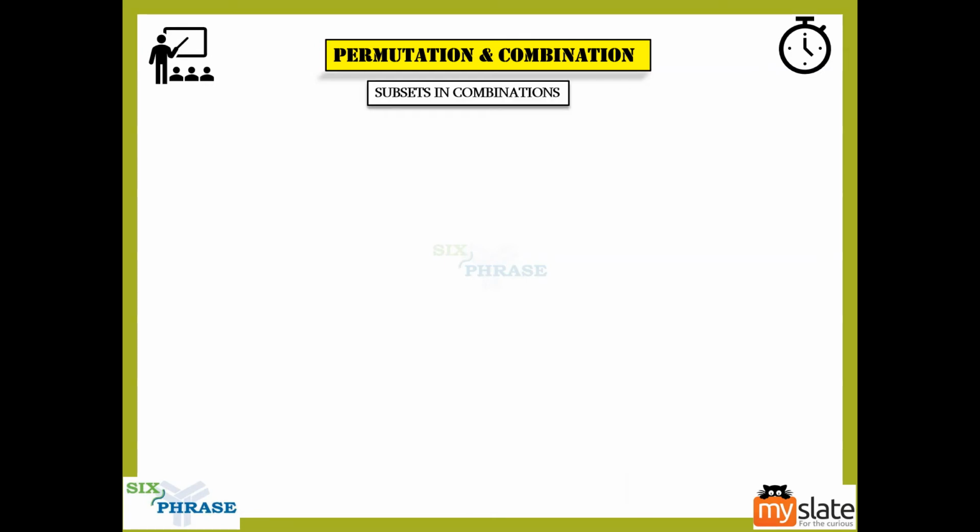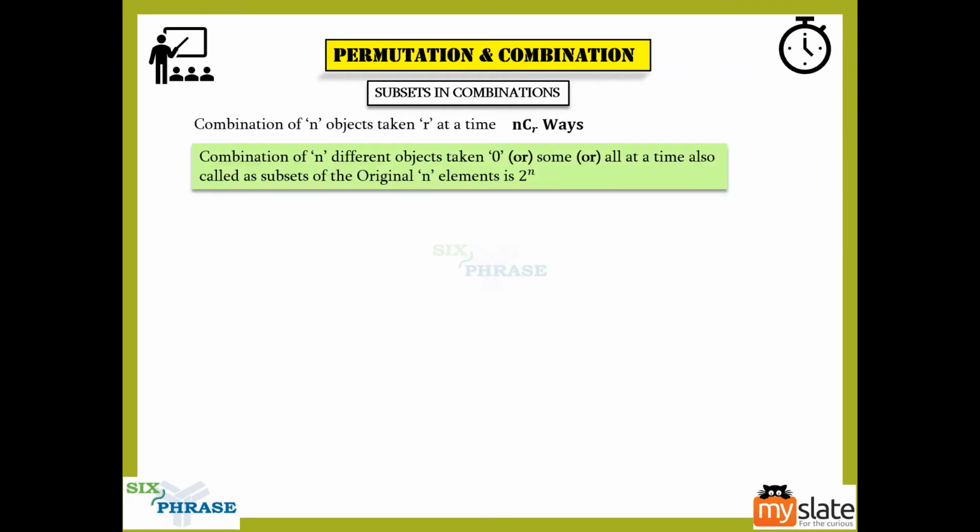So we look at what are subsets and combinations. It is also an important topic. You guys have to understand what subsets and combinations are. Now if I tell you the combination of n objects taken r at a time, how will you find it? It is nCr, am I right? Yes.